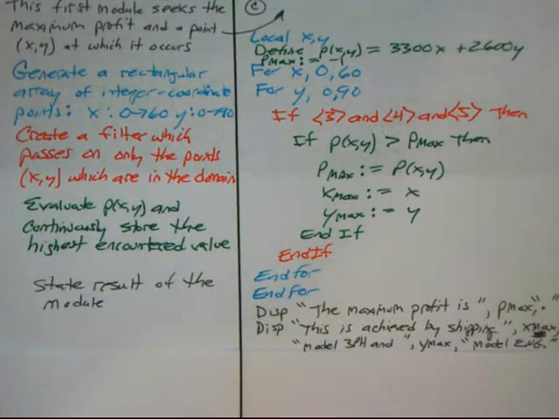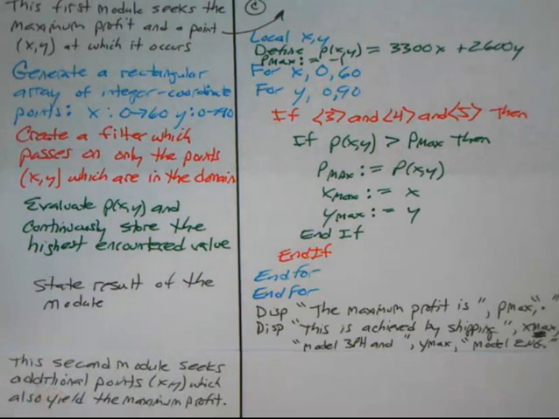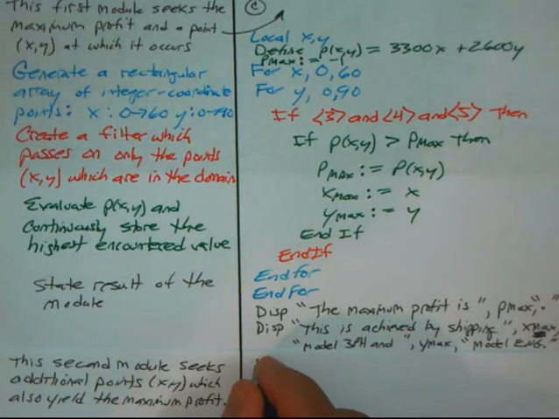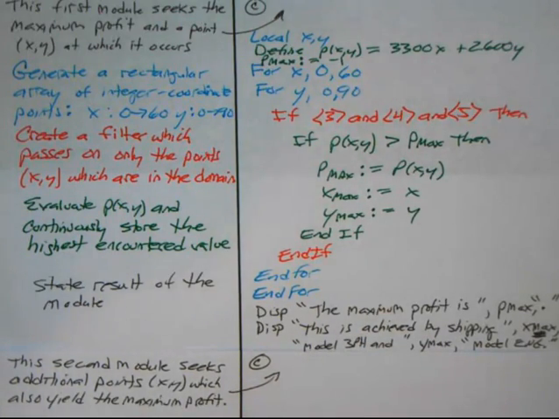Okay, we have returned to the program design to come up with a second module, and we're going to have a description here that this second module seeks additional points x, y, which also yield the maximum profit Pmax. Okay, written about like so, and this would be nice to help describe our program. So what we can do is we can use the comment command here and simply just rewrite what we have here in the comment section.